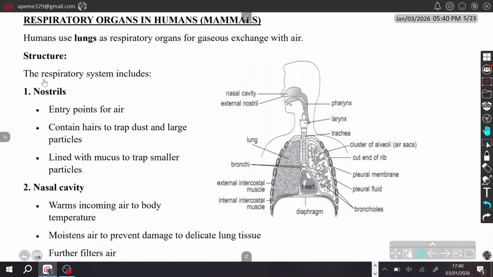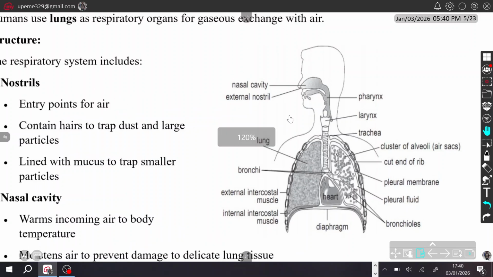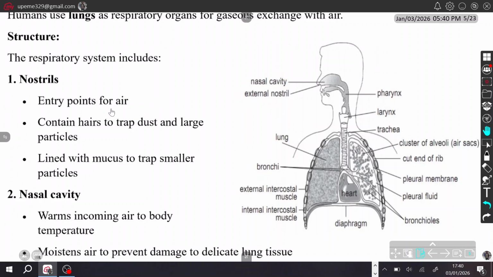Now, let's talk about the structure of the gaseous respiratory system of man. The respiratory system includes, one, nostrils. Nostrils are entry points for air. Here is a diagram to show what a nostril is. These are nostrils there. Those two holes on our nose are what we call the nostrils. Those are entry points for air.